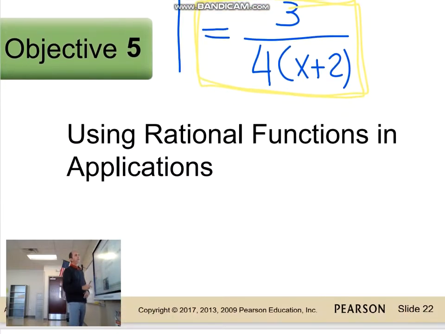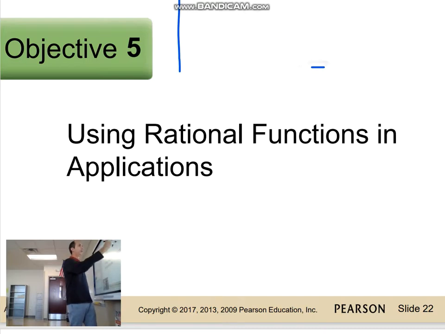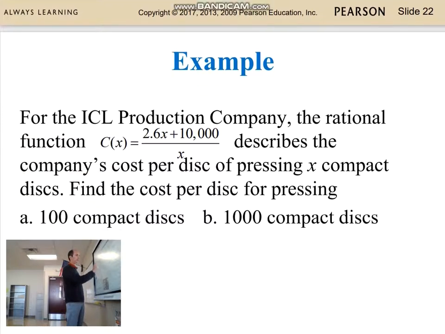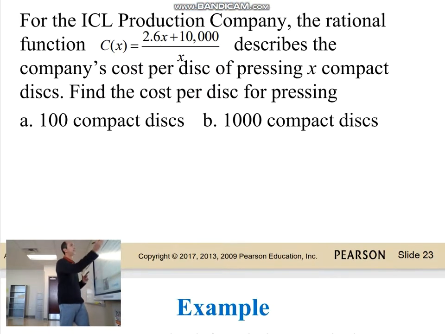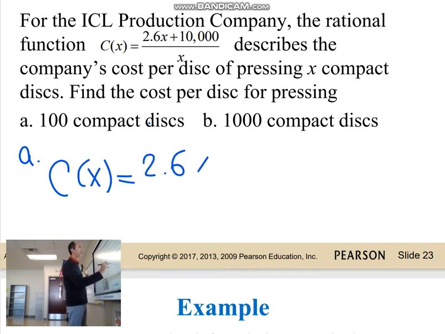Now let's work on objective number 5, using rational functions in applications. Let's see an example for the ICL production company. The rational function C of x equals 2.6x plus 10,000 over x describes the company's cost per disc of pressing x compact discs. Find the cost per disc for pressing first 100 compact discs and then 1,000 compact discs. So we just need to apply this function. For letter A, C of x equals 2.6x plus 10,000 over x.